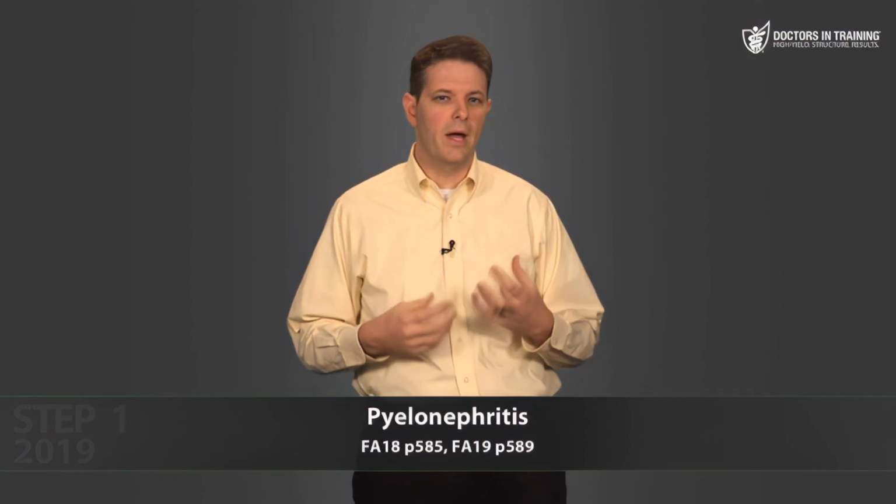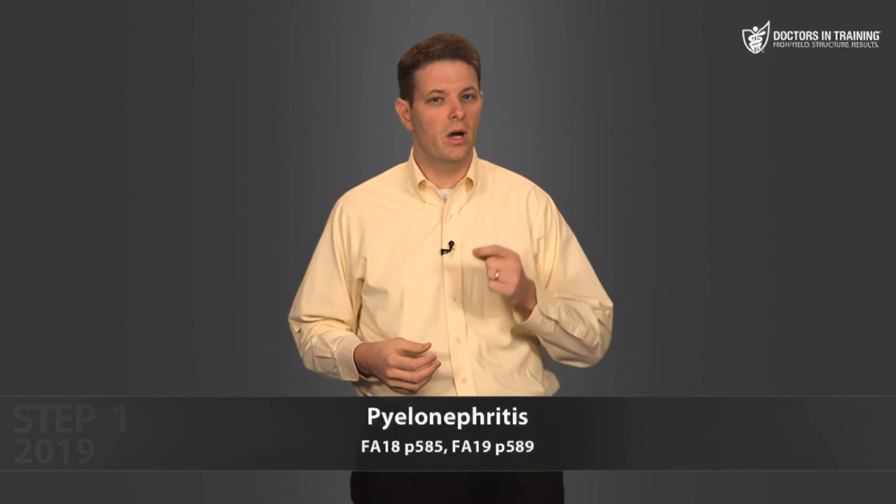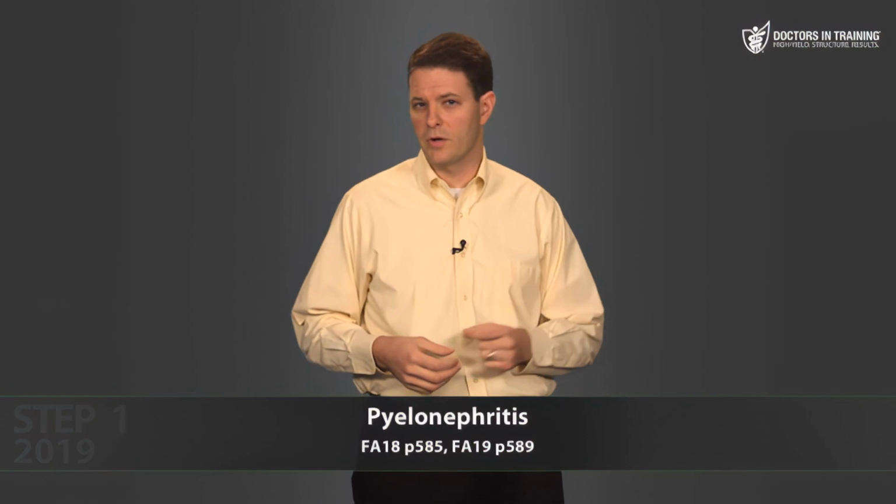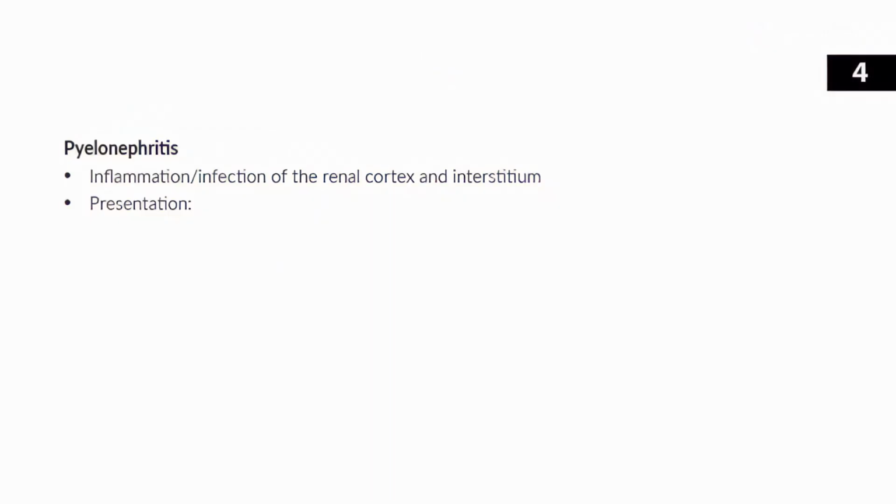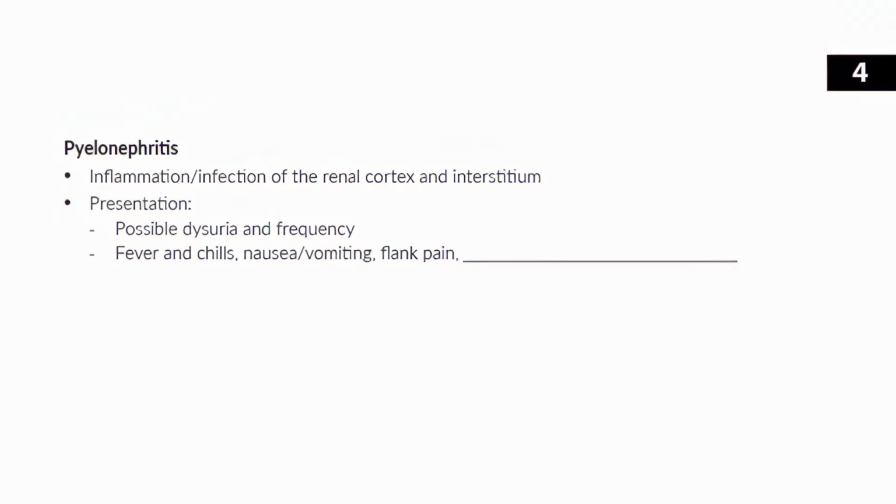And we touched on this in micro when we discussed urinary tract infection because this is a type of upper urinary tract infection. There may be some urinary symptoms like dysuria or frequency, although those are typically associated with cystitis or lower urinary tract infection. Pyelo tends to be more severe, and it causes fever and chills, nausea and vomiting, possibly some flank pain. These patients may also become septic, and they can get very, very sick.